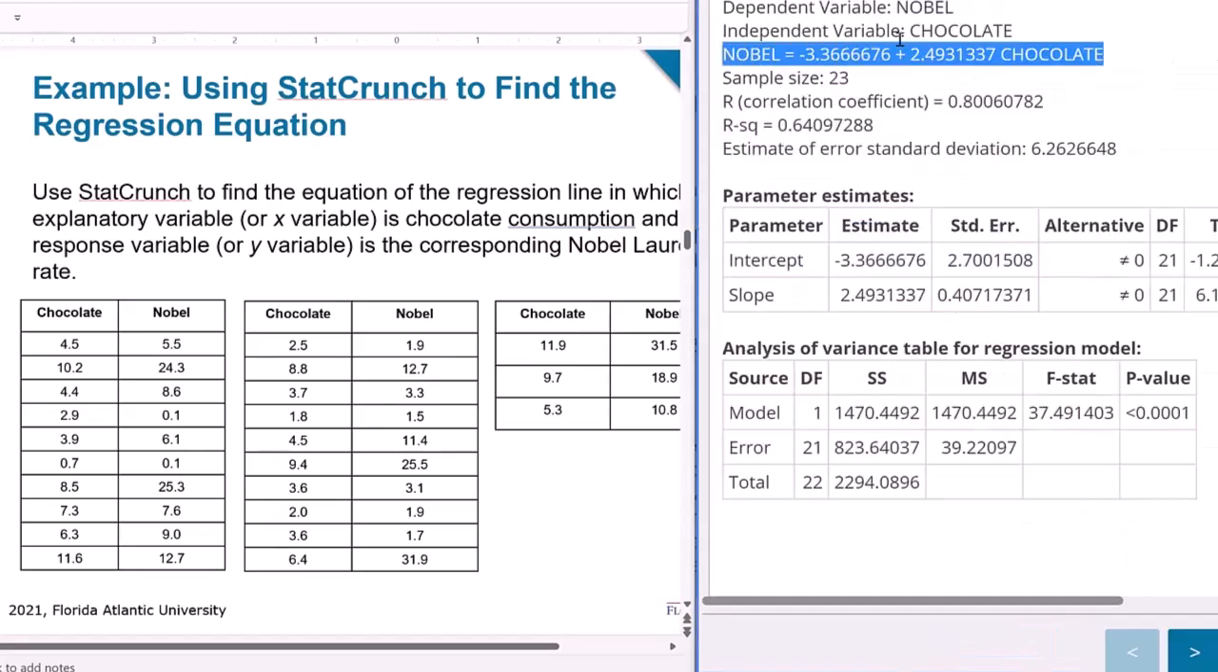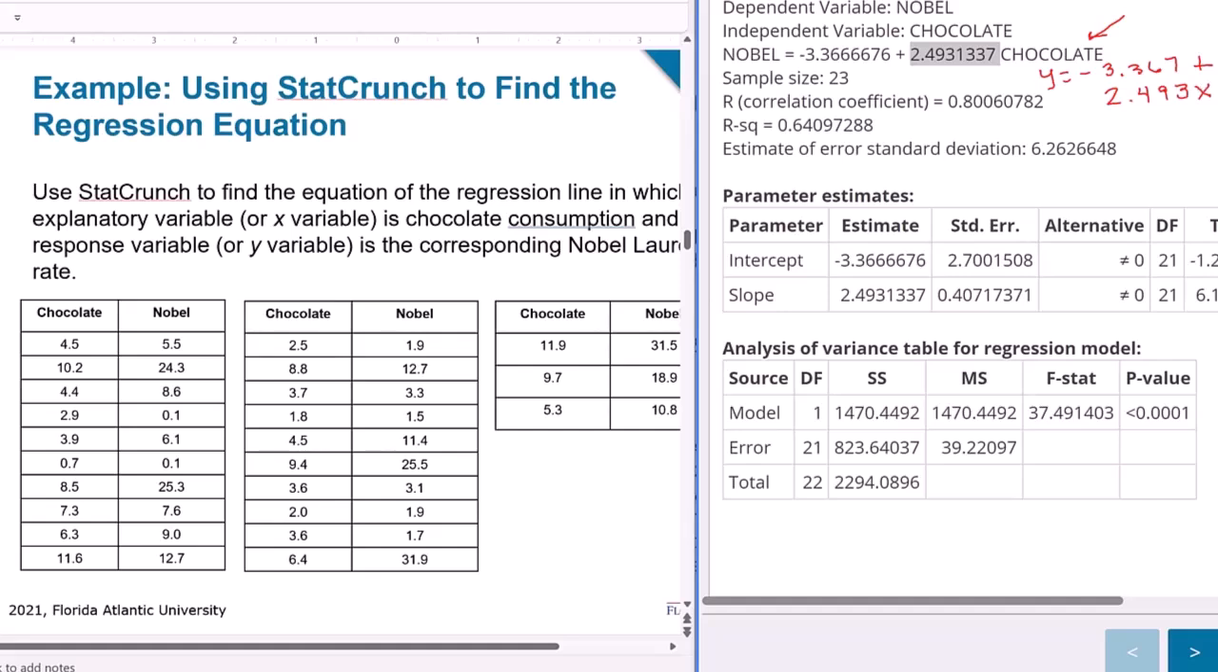This is the regression equation, the slope, which goes along with the slope next to chocolate. Chocolate would be the x. If I were to write this differently, I could write this as y equals negative 3.367 plus 2.493x. That's your regression equation. And your slope and intercept are here.